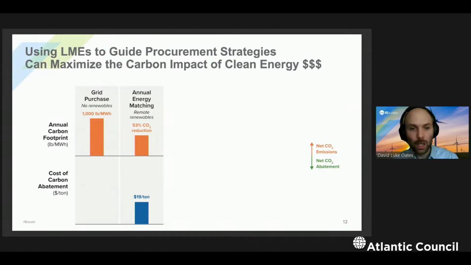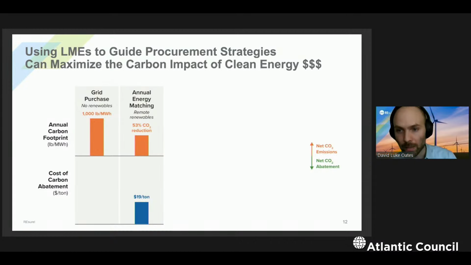Now, on the bottom, we've provided an indication of the cost of carbon abatement. And I'll just say there's a bunch of assumptions behind this figure, which are documented in the white paper. It's an indicative value here, but we've assumed that signing the virtual PPA with the generator costs a little bit more than the value of the power produced by that contract. And so the tech company is kind of paying to achieve decarbonization. And so their cost of carbon abatement in this case is about $19 a ton. Let's go to the next slide.